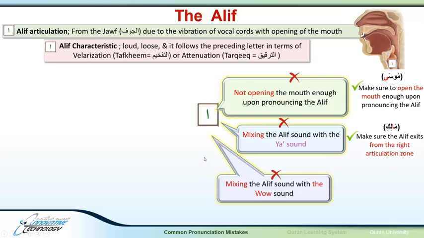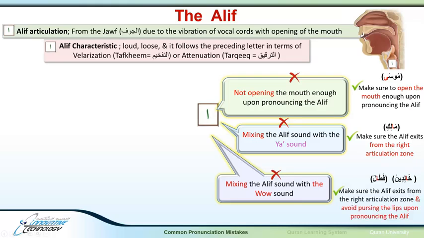Third mistake is mixing the alif sound with a waw sound. For example, Khalidin, Fatul. So the Arabic A sounds like an O of the English language. This is wrong. The proper way of pronouncing it is Khalidin, Fatal. And not tall. So please make sure to pronounce the alif from the right articulation zone and avoid pursing the lips upon pronouncing the alif so it wouldn't look like an O of the English language. A is the right thing, not O.